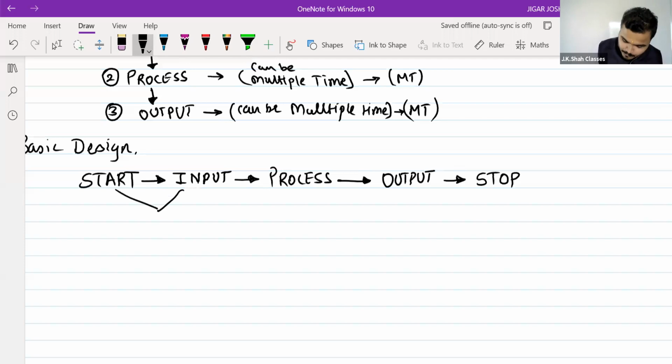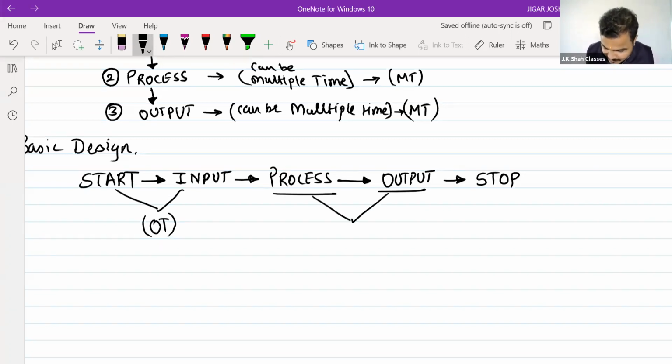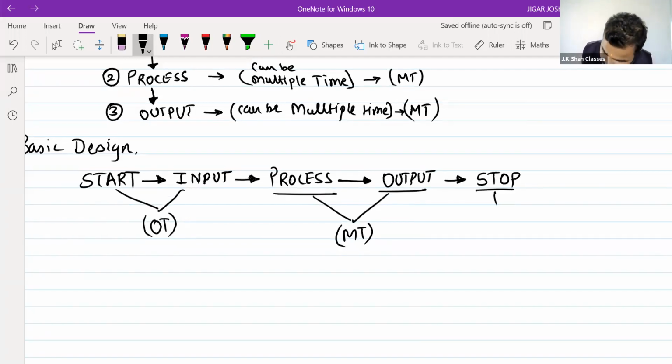Start and input, both will be, my dear students, only one-time activity. Understood? Yes, sir. Process and output, my dear chartered, can be for multiple times. And again, my dear chartered, stop would be a one-time activity only. Understood? Say yes or no. Yes. Fully clear till here?